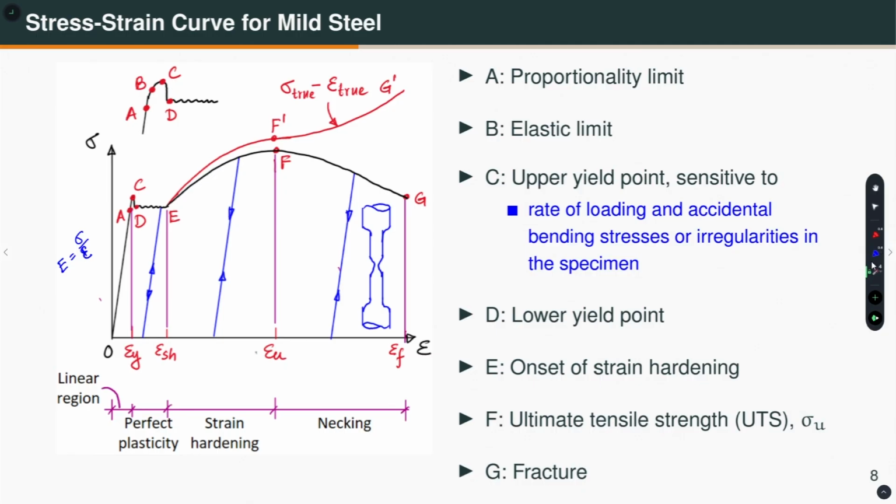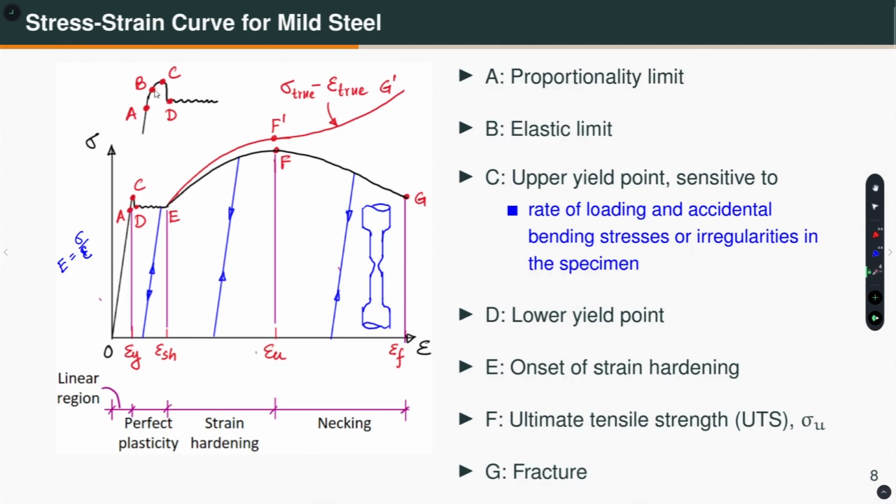Now, if you keep loading beyond point A, which I am showing here a little bit exaggerated, from point A to point B the curve is nonlinear. That means sigma is no longer proportional to epsilon, but it is elastic. This point is called the elastic limit. If you unload the specimen from here, it will come back following the same path. So, although A to B is nonlinear, it is elastic.